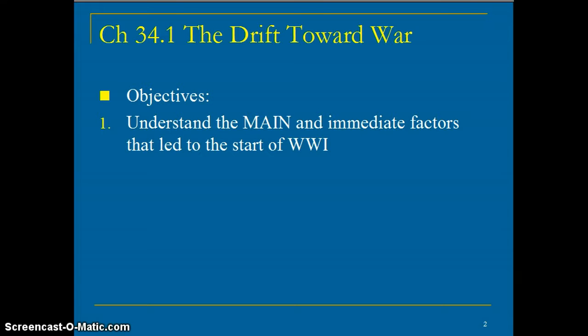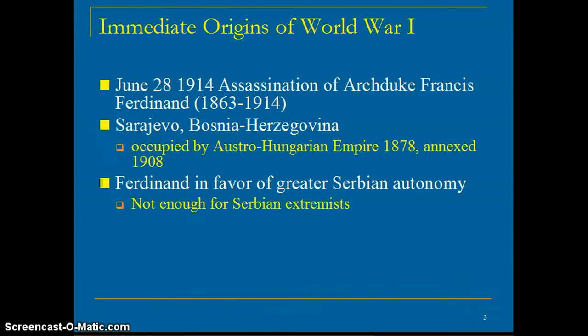So, objectives pretty simple for this section. Understand the main and immediate factors that led to the start of World War I. Immediate origins, basically, what's the thing that got it all kicked off? The assassination of Archduke Francis Ferdinand in June of 1914. He's killed in Bosnia-Herzegovina. This is an area known as the Balkans where there's a lot of problems.